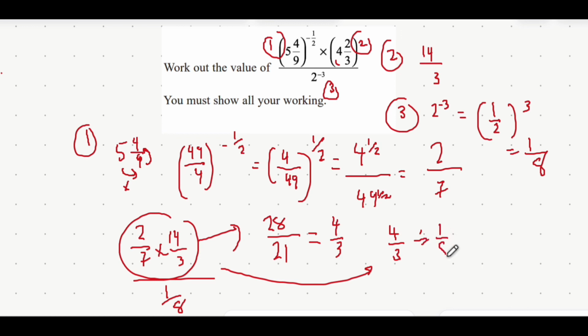And then when you divide fractions, you're multiplying by the reciprocal of that second fraction. So you keep the first fraction the same, you change the divide sign to a multiply, and you swap over the top and bottom of the second fraction. Top times top, 4 times 8 here is 32, and then you divide by 3 times 1, bottom times bottom, which is 3. And that's your final answer.